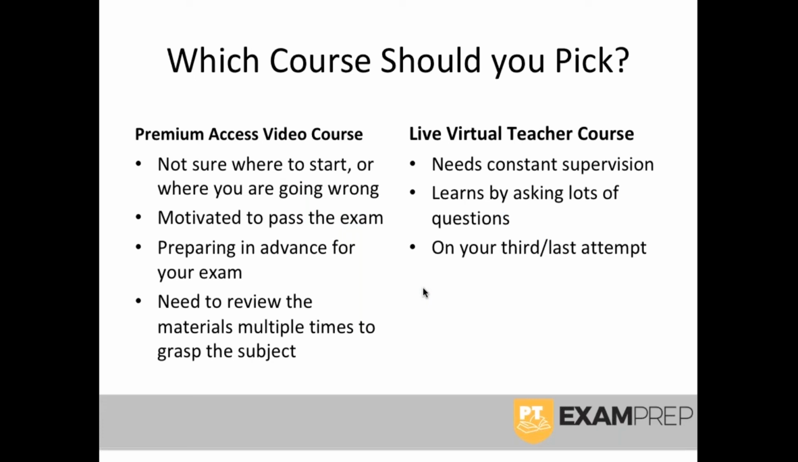Okay, now we'll start off with the cost. The cost of the Premium Access video course is $1,499 versus a live virtual course is $2,000. So money-wise, if that is an issue, definitely the Premium Access video course is a cheaper alternative for you.